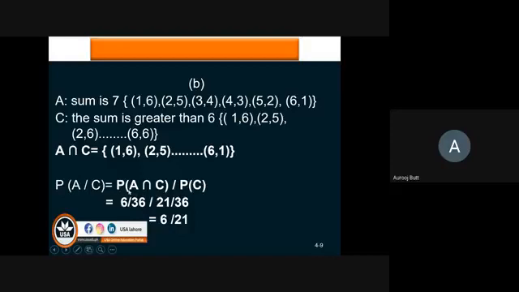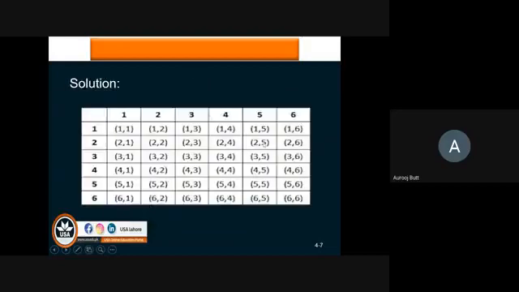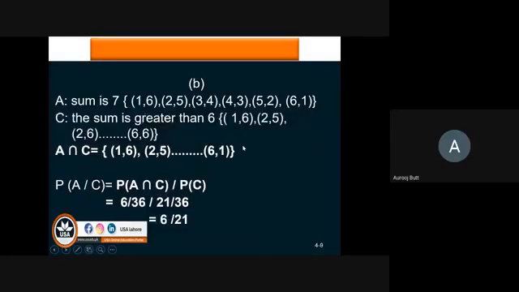So while you're writing the probability, what is the classical approach of probability? Simply the number of sample points that are common in both A and B divided by the number of sample points in the entire sample space. So the number of sample points that are common in A and C, how many do you have? 6 sample points. And you will divide it by the total number of sample points in the entire sample space. And that we know we have total 36 sample points. So 6 by 36 is the probability of A intersection C.